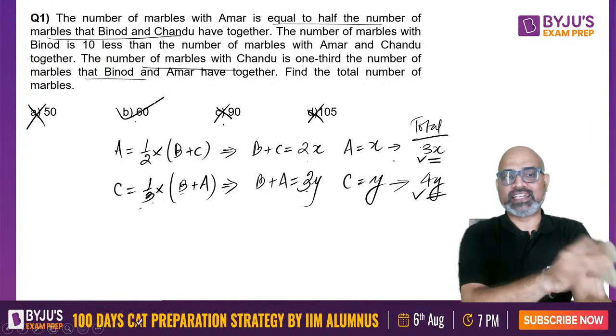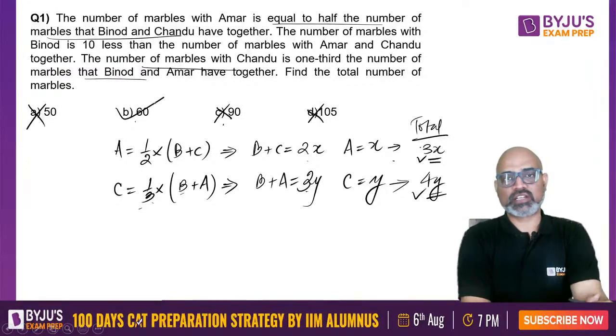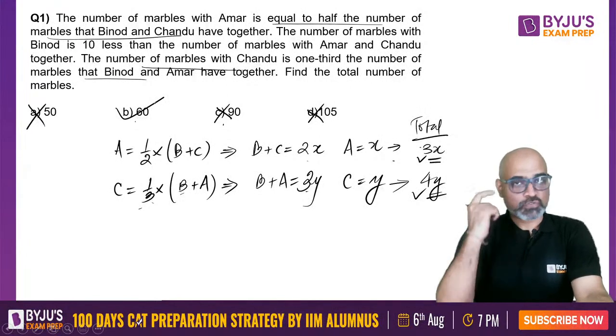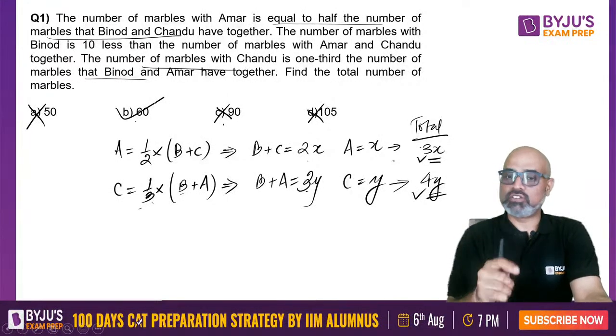What to do with that 10 less than the number of marbles with Amar and Chandu? Don't care, not really required, useless information. Right? So we used common sense and solved it.